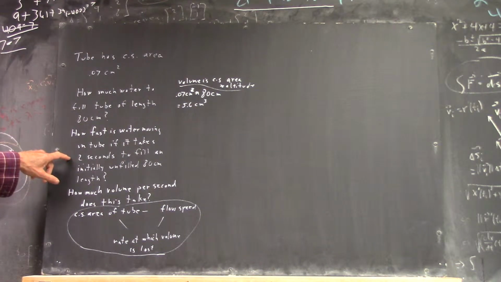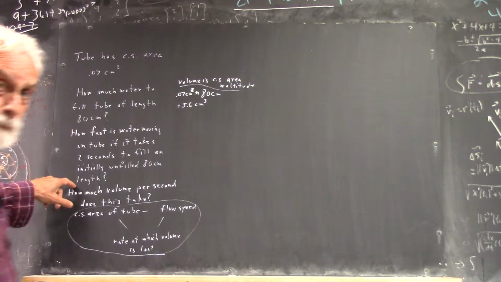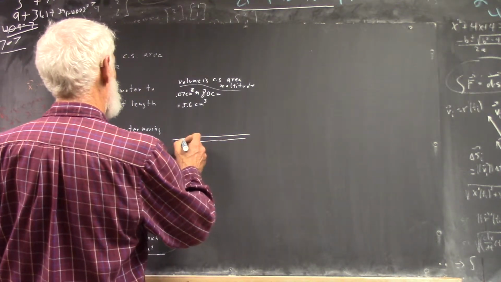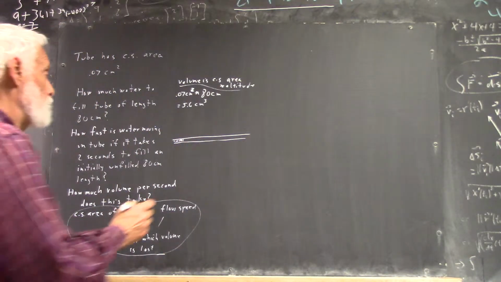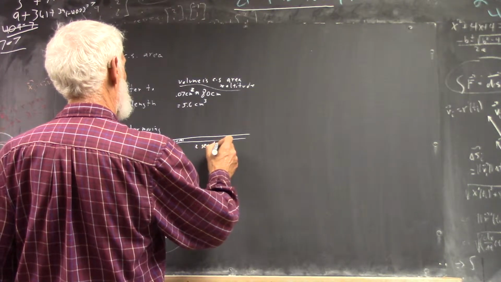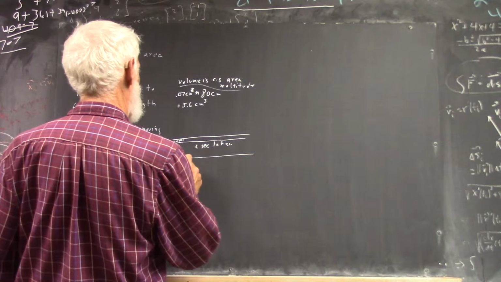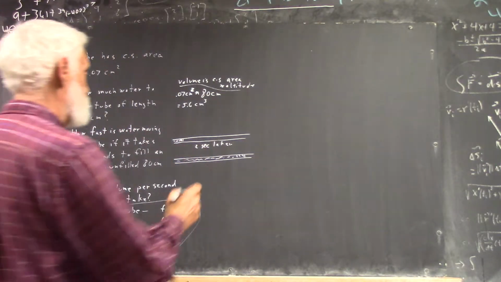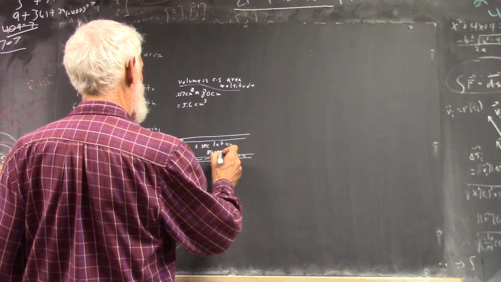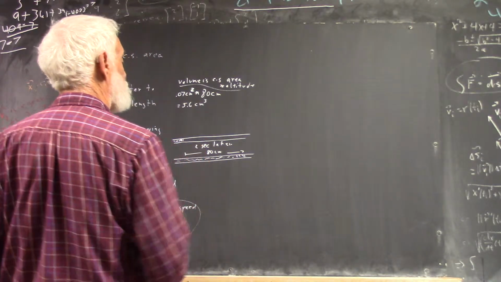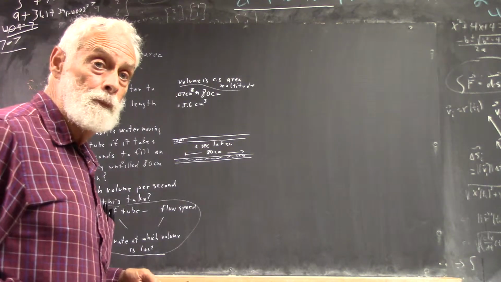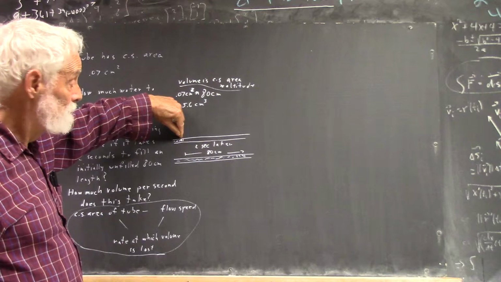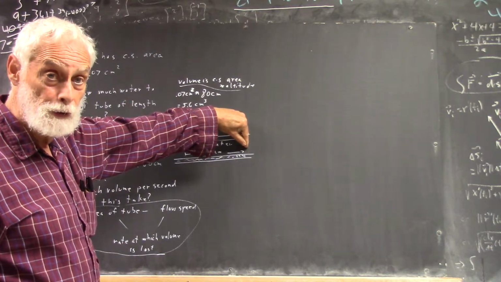If it takes 2 seconds to fill an initially unfilled 80 centimeter length, right? So you can do a picture of this. Here's your tube, and water's just started flowing, so water's filled up to here. And then 2 seconds later, water's full up to here. And this distance here is 80 centimeters. Okay? Well, that means that the front chunk of water has to move 80 centimeters in 2 seconds, so it's moving at 40 centimeters per second, right?